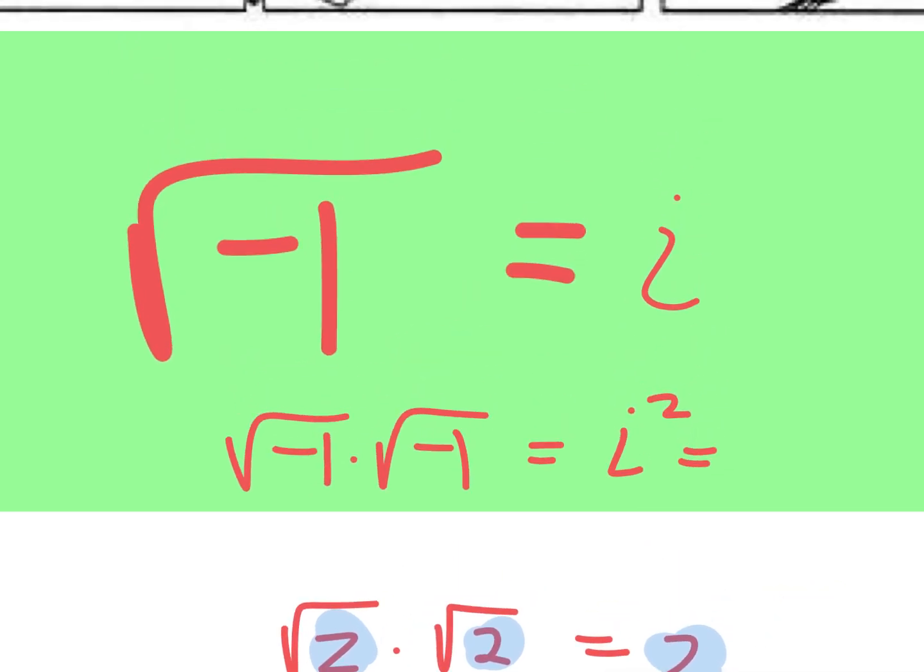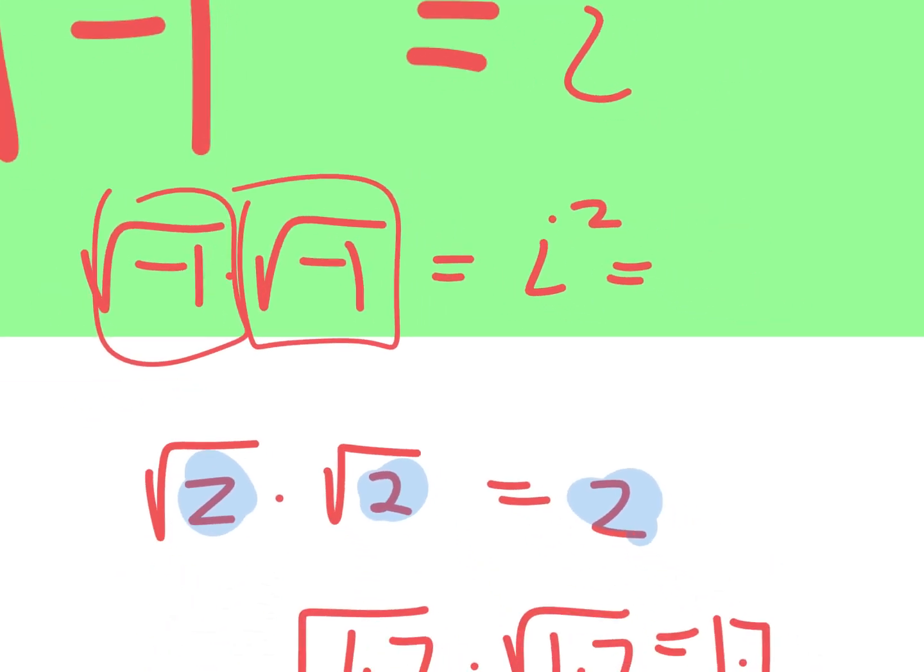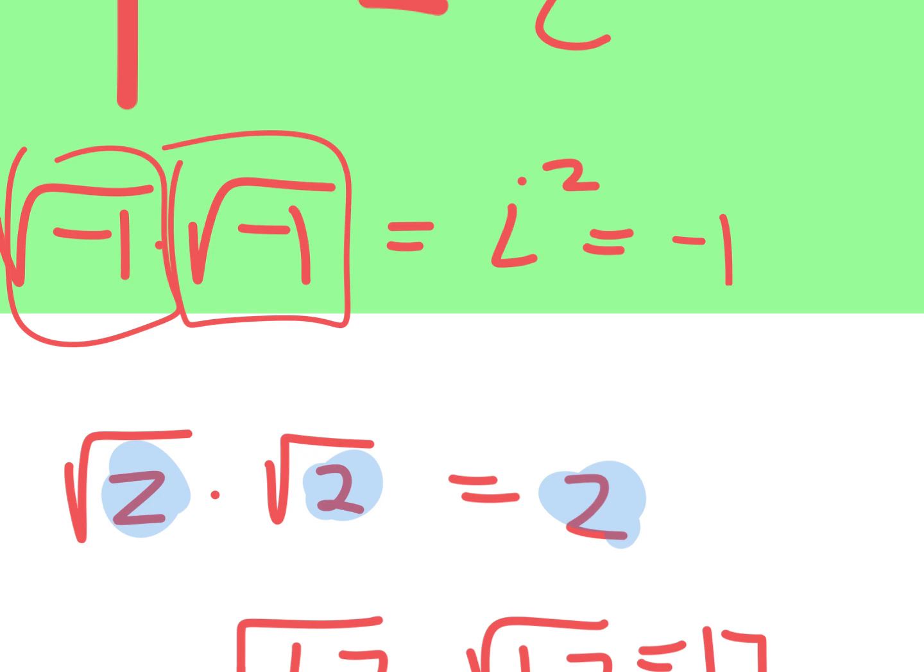So if I take the square root of -1 times the square root of -1, what's the answer? -1. Same logic. Look at the highlights here.